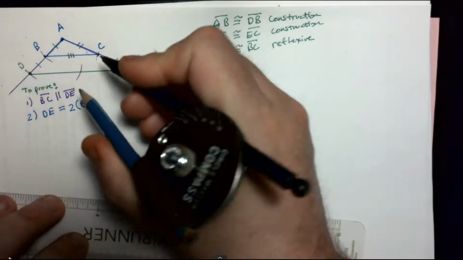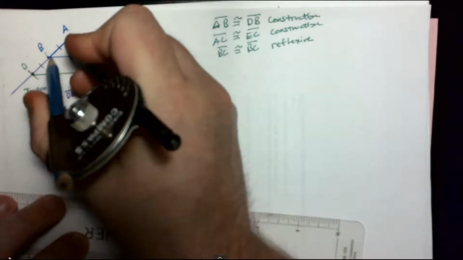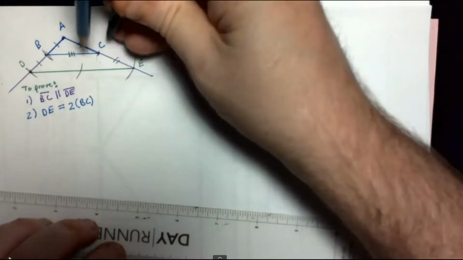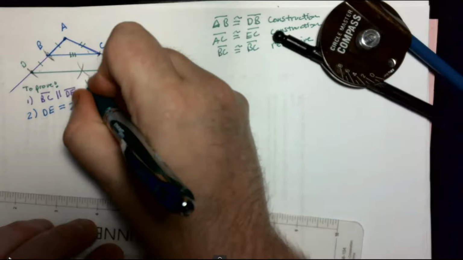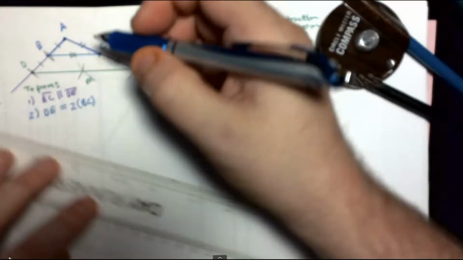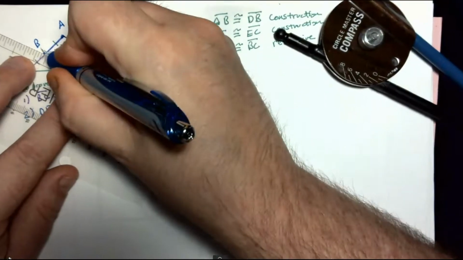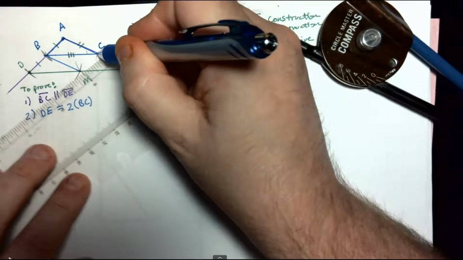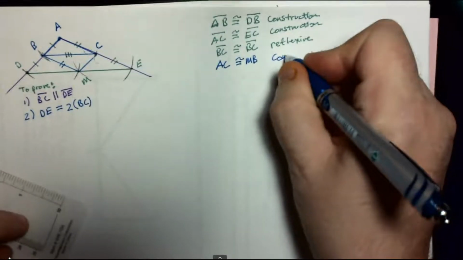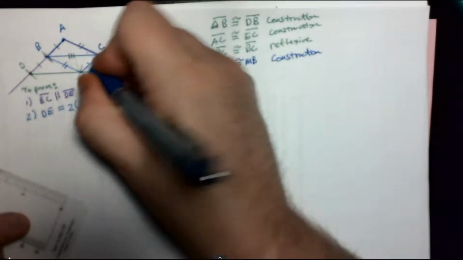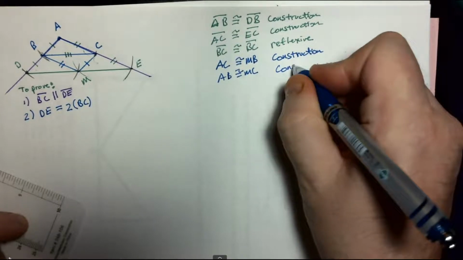Now likewise, I'm going to change my setting to AB and sweep this arc. The point is concurrent, and we'll call that M. And now we can construct segment BM and segment CM. What do we know? Well, we know that AC is congruent to MB, again by construction. And we know that AB is congruent to MC, again by construction.